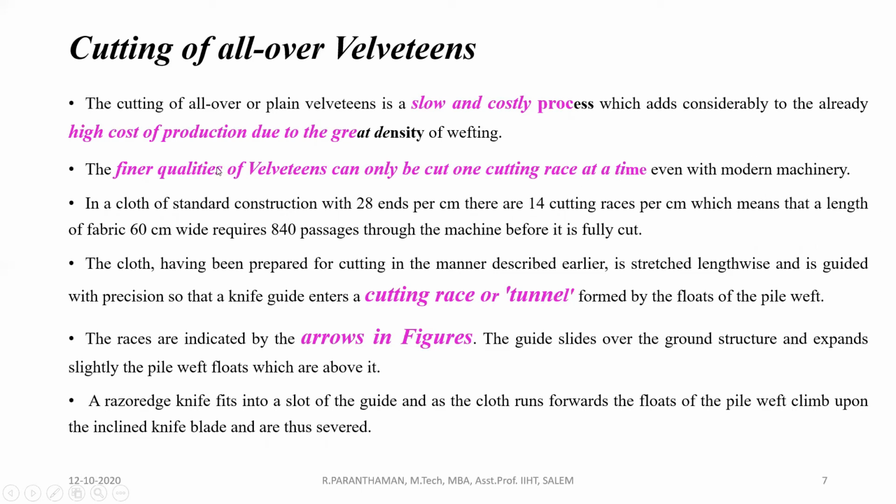The next point, the finer qualities of velveteens can only be cut one cutting race at a time, even with modern machineries. The third point, in a cloth of standard construction with 28 per centimeter, there are 14 cutting races per centimeter, which means that a length of fabric 60 cm wide requires 840 passages through the machine before it is fully cut.